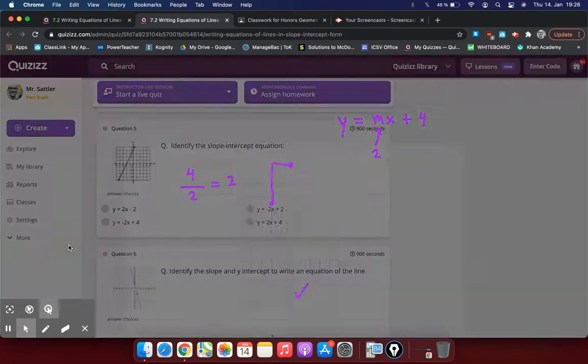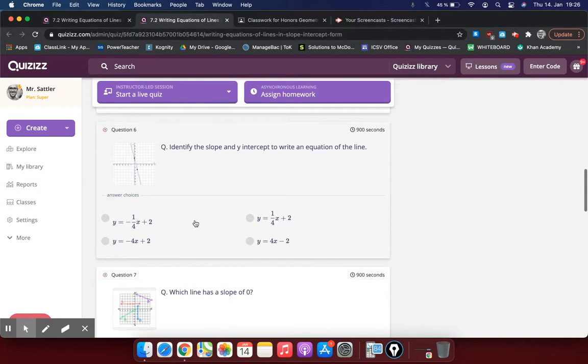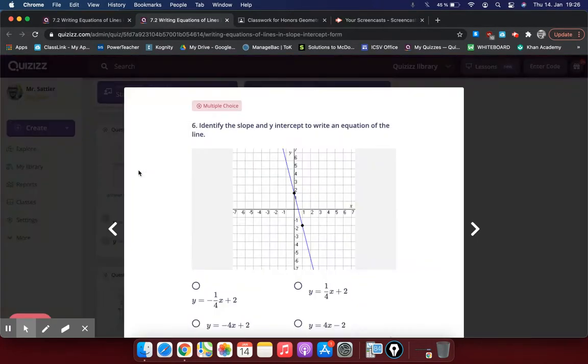Okay, next one. Identify the slope and y-intercept. Okay, this time we have a negative line because from left to right, we're going downhill. So you can see the y-intercept is at 2. So all the answer choices have 2 except this one. And then the slope is just down 1, 2, 3, 4. So down 4, right 1 would be -4 over 1 or just -4. So that's going to be this option, -4x plus 2.